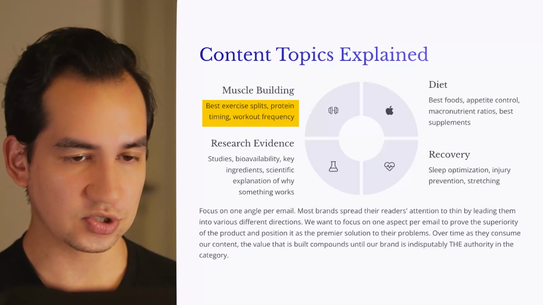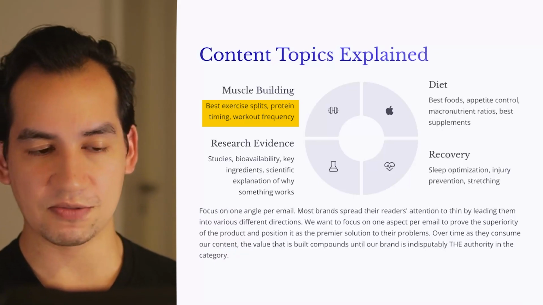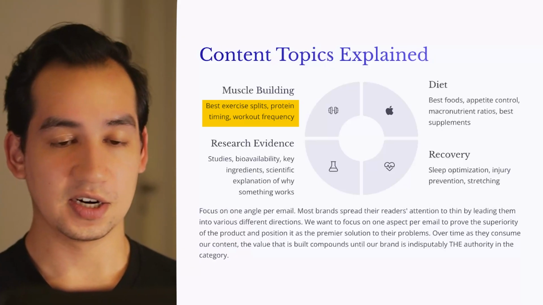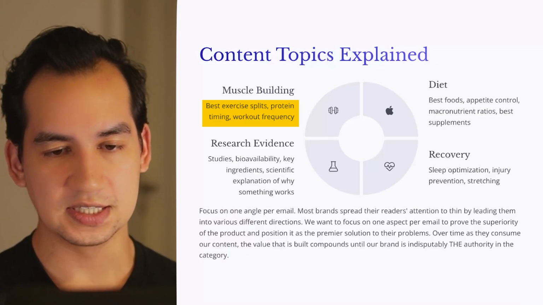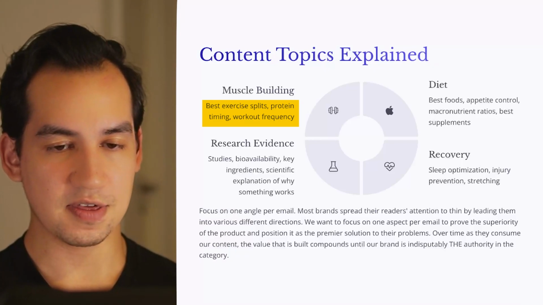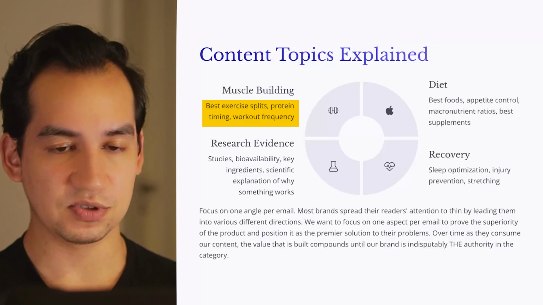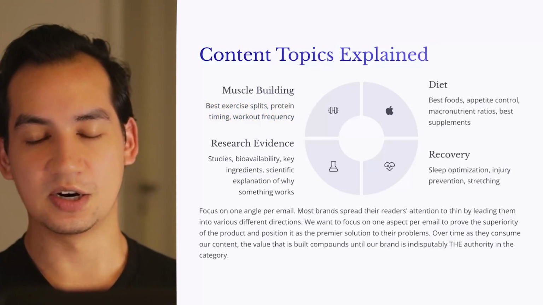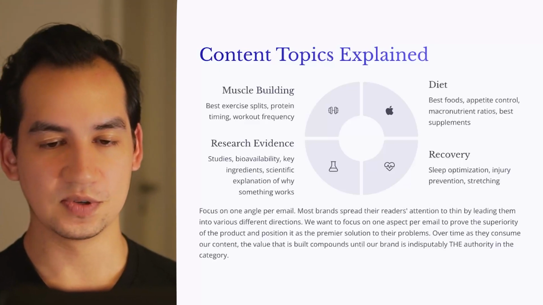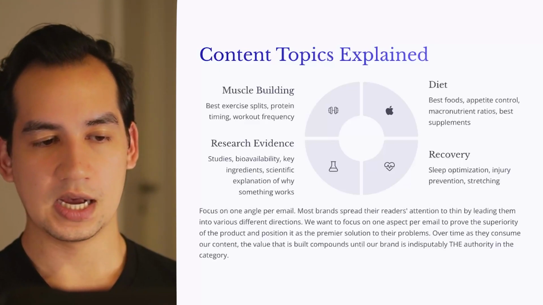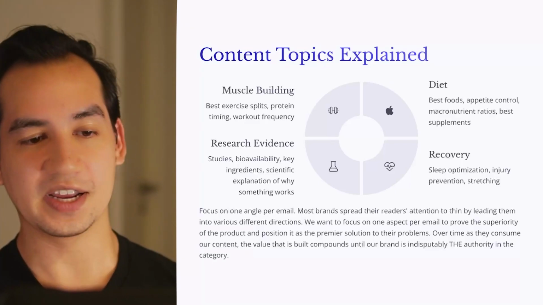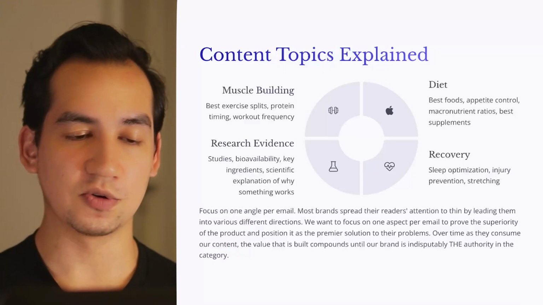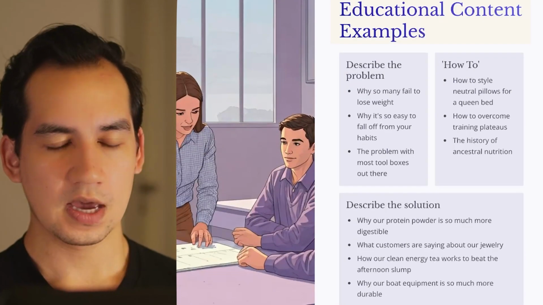So best exercise splits, protein timing, workout frequency, and then another topic would be diet. Underneath this category, you would have all these different subcategories or topics you could talk about, like here's the best food, or here's how to increase your appetite control. But the last thing you want to do is just write a full essay, which I see a lot of brands doing. So this is just an example.